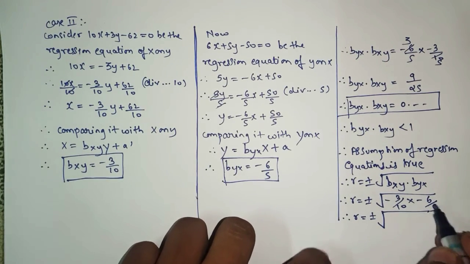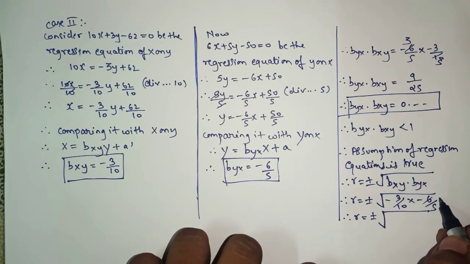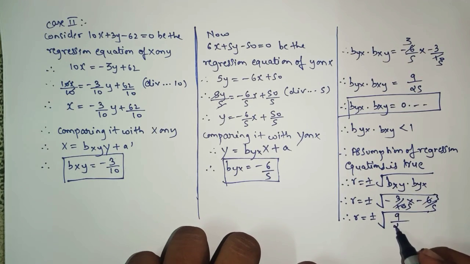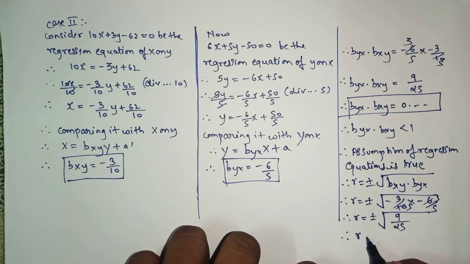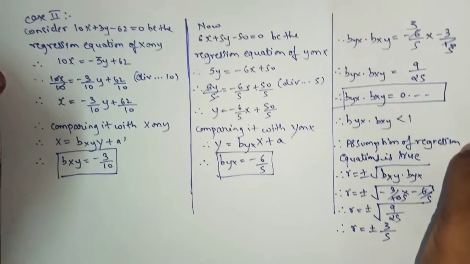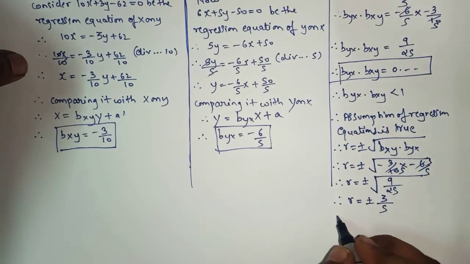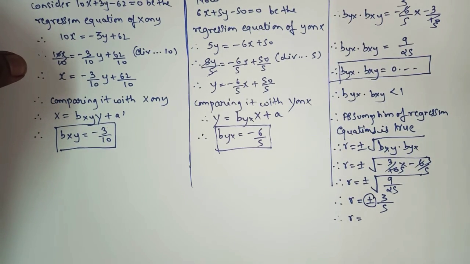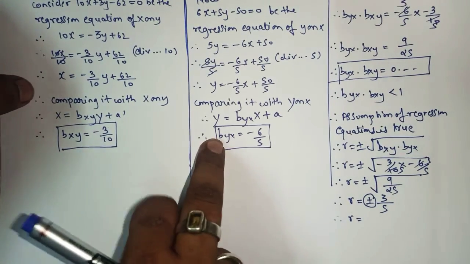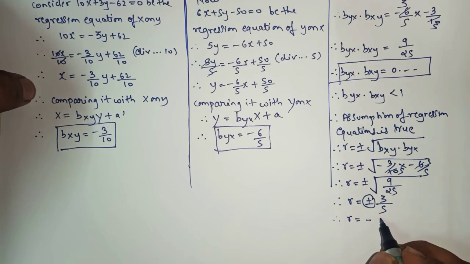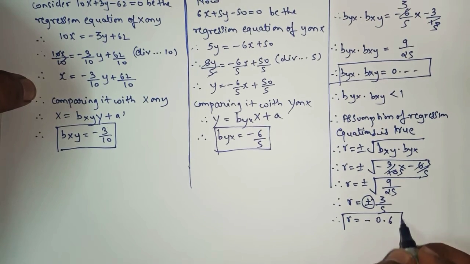So r equals plus minus square root, minus into minus is plus. Okay, so this we can cancel. 3 3s are 9 and 5 5s are 25. So r equals plus minus square root of 9 is 3, and square root of 25 is 5. Yes or no? So r will be either plus or minus, as we know that when bxy and byx both are negative, the value of r will be negative.